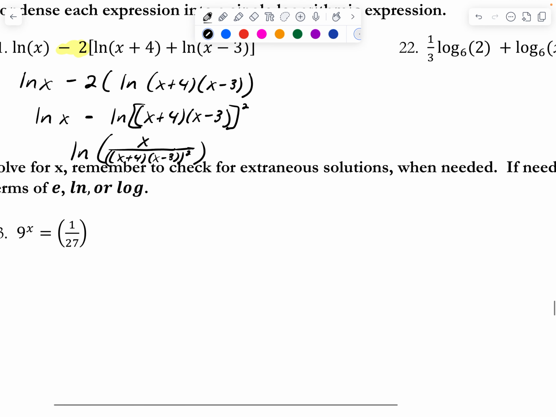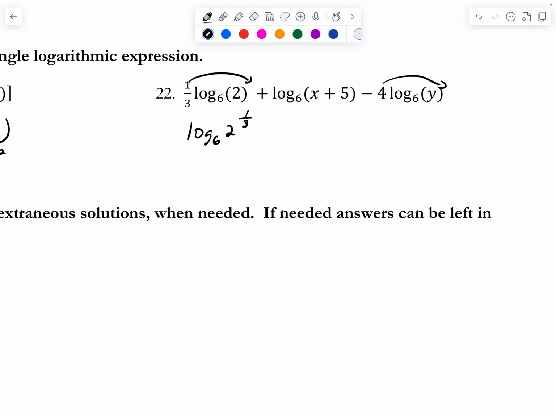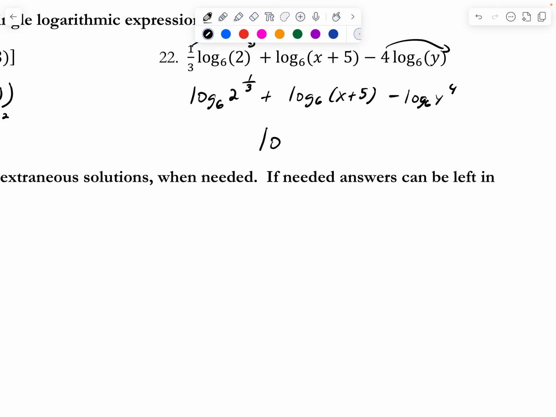All right. Let's try this one here, 22. I'm going to move that to the back. Same with this one. So log base 6 of 2 to the 1/3 power plus log base 6 of x plus 5 minus log base 6 of y to the 4th power. So putting this together in one fraction, I'm going to have the cube root of 2 times x plus 5 up top. And then because my subtraction is happening before this next log, my y to the 4th power is going to be in the denominator.